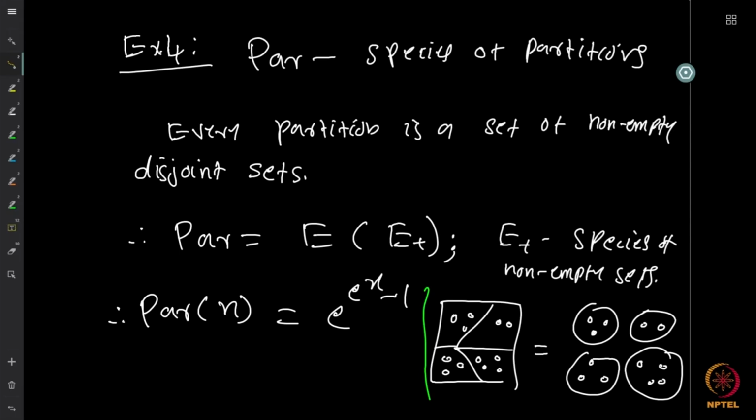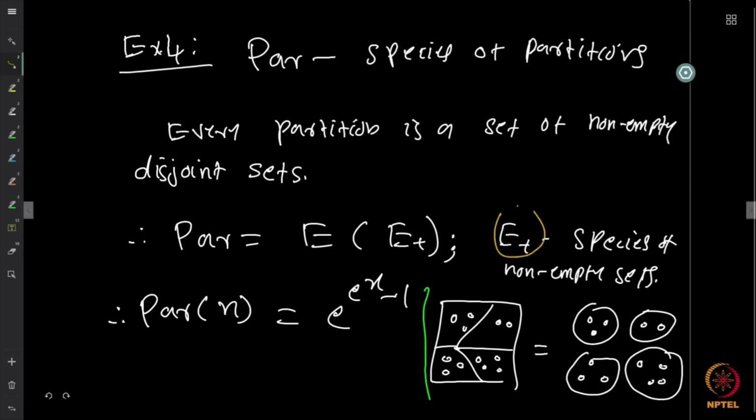Now, since the sets are going to be non-empty sets, we look at the species of non-empty sets, which is E plus. E is the species of sets. E plus is the species of non-empty sets. You just remove the first term. Then the partition species is actually a set assembly of non-empty sets because it doesn't matter what order. When you are partitioning, you have these parts U1, U2, U3, U4, U5, right? So whichever order you put them, it is going to be a partition.